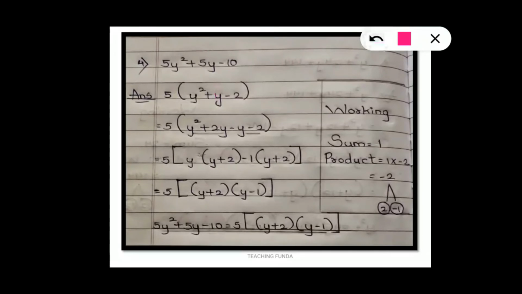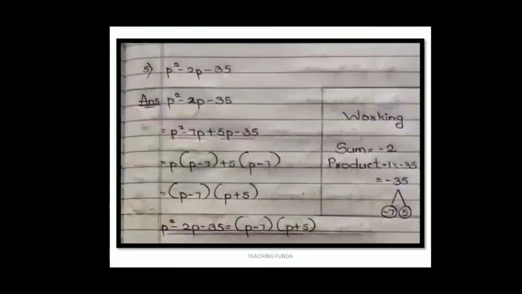Now from these two terms you have to take common y plus 2. Here again there is no common number, so minus 1. Y plus 2 will be common and y minus 1 is common, so this is your answer. Okay student.